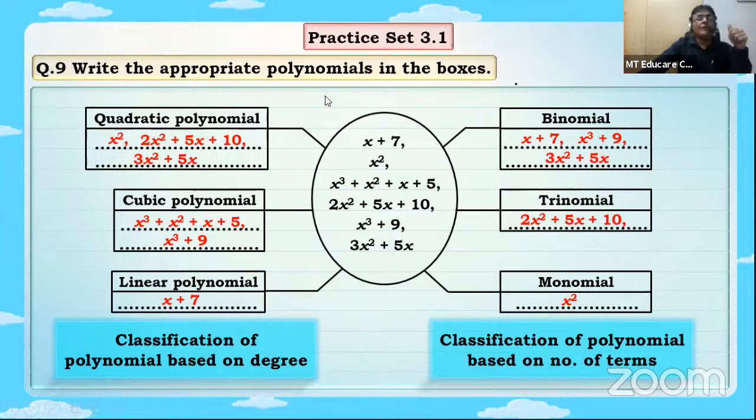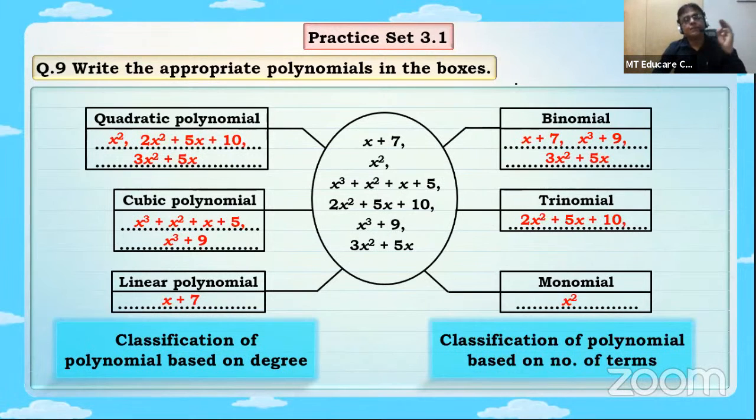Now we started with what, students? What is a polynomial? The powers should be whole numbers: 0, 1, 2, 3. Two things are not allowed: a variable in the root sign and a variable in the denominator. If the variable is in the root sign, then the power is a fraction, which is not allowed. If the variable is in the denominator, then the power is negative. That is also not allowed.